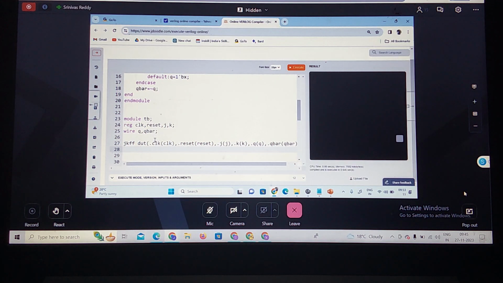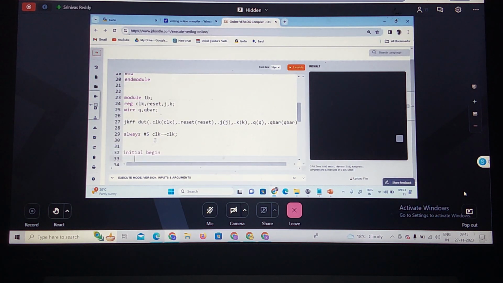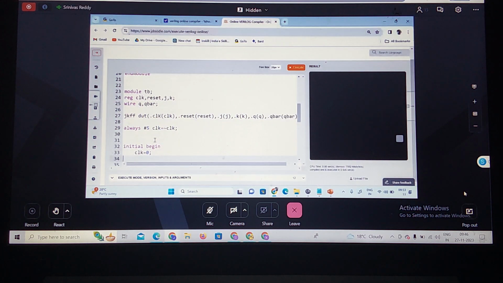Correct. Then what do I need to do? I need a clock. Generate always. Correct. Clock is equal to what? Not of clock. Then initial begin. Initial clock is equal to what? 0. Then reset and JK. Correct. So reset is equal to 1 at time t is equal to 0.